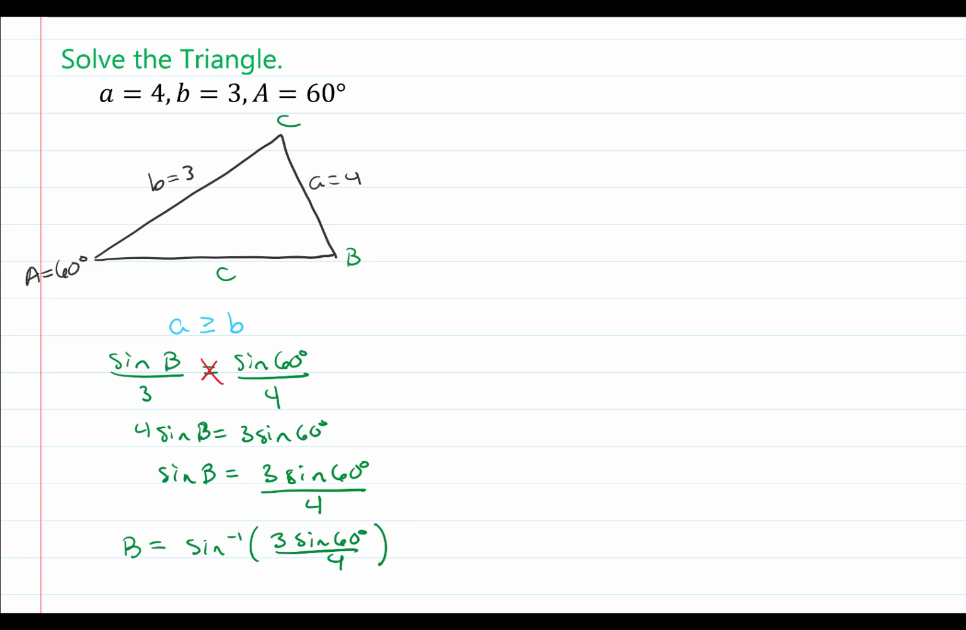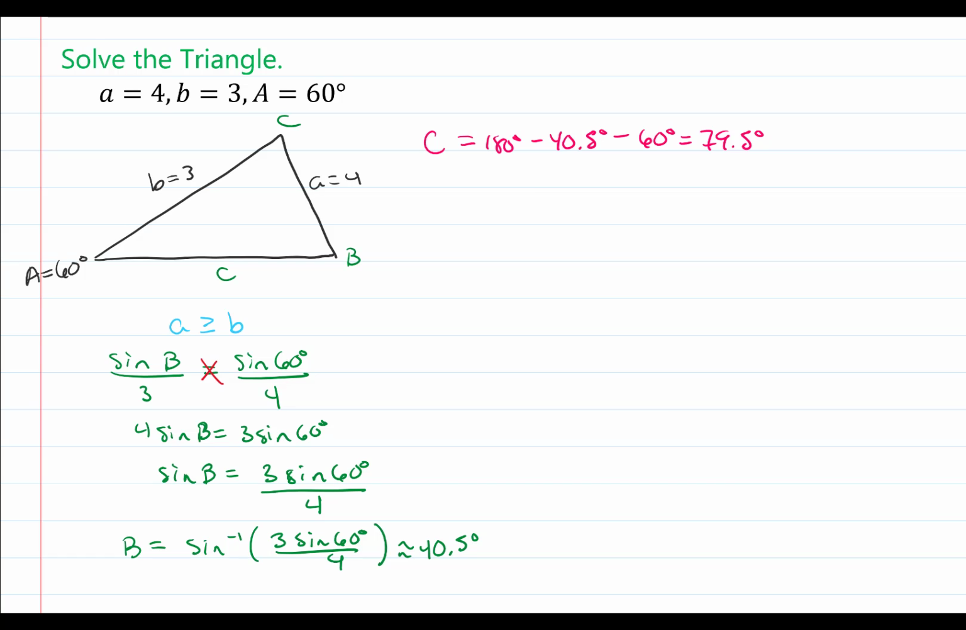We should now use our calculator to find the approximate value for angle B. Keep in mind that your calculator needs to be in degree mode. When you plug this into your calculator and evaluate, you should get approximately 40.5 degrees. Now that we have angle B, we can find angle C. What we know is that the sum of the interior angles of a triangle is 180 degrees. So angle C is equal to 180 degrees minus 40.5 degrees minus 60 degrees, giving us a difference of 79.5 degrees. So now we found angle C, we found angle B.